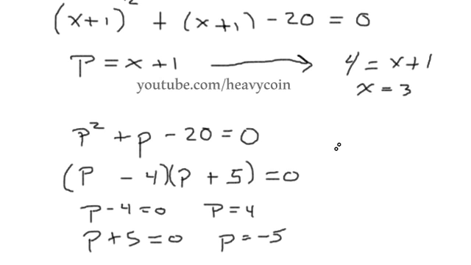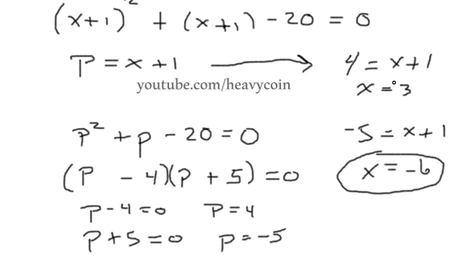And then we're going to look at this other one here. We have negative 5, right? So negative 5 is equal to x plus 1. So x is going to be, bringing that over, negative 1. Negative 5 minus 1 is negative 6. Right? Negative 6 plus 1 is negative 5. So we have negative 6. So we have two solutions, and there they are, 3 and negative 6, to satisfy this equation up here.